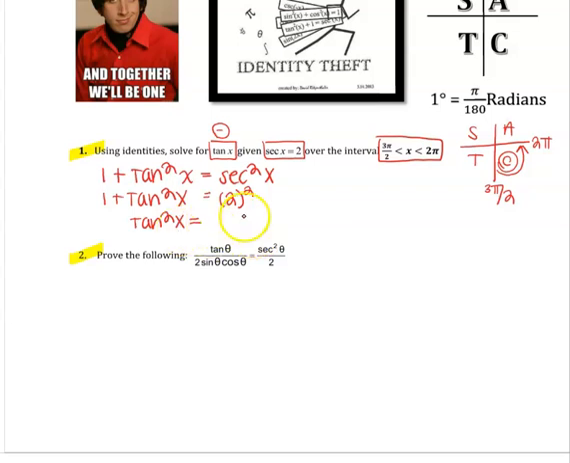Now, if I isolate tangent squared, this is 4 minus 1, which is a 3. Now, when you guys take the square root, you're technically getting 2 solutions, plus or minus radical 3. But remember how we said we're in quadrant 4, so tangent's going to be negative. So my final answer is negative radical 3.